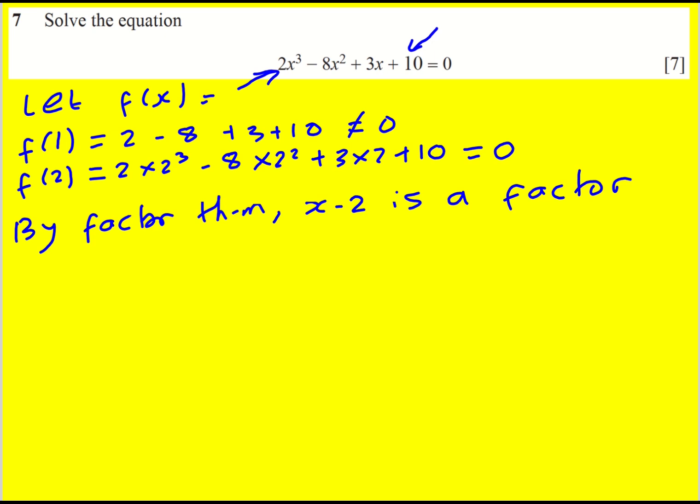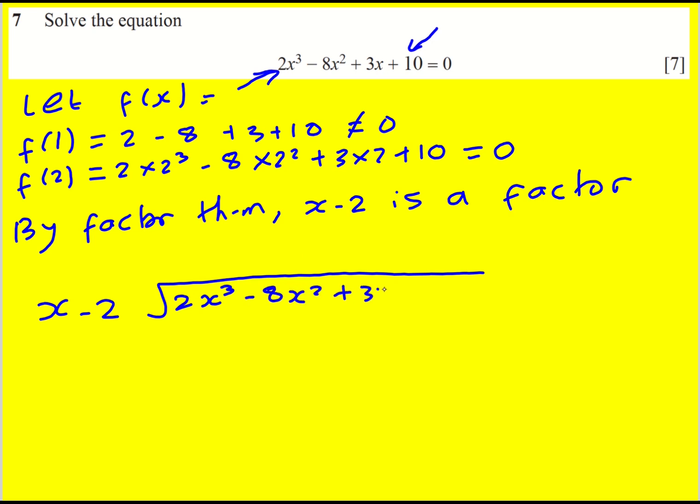And to do that, we can do polynomial division. So x minus 2 divide. I mean, there's more than one method, but this is a really solid method that I'm going to stick with. It also works really well if you divide by, say, x squared, or even a quadratic. It's just as good. So it's just a case of remembering the method.